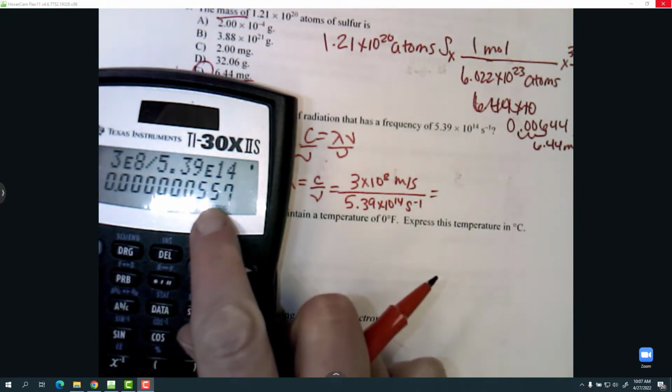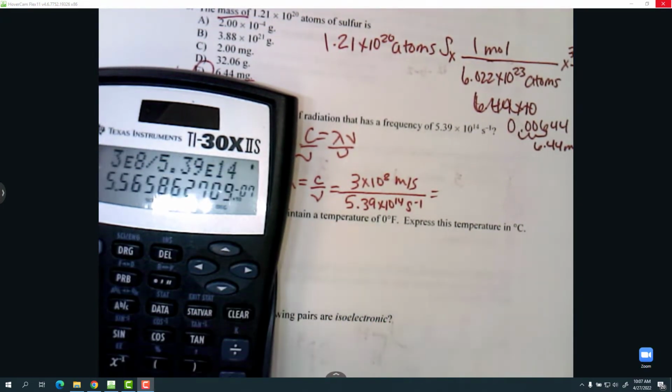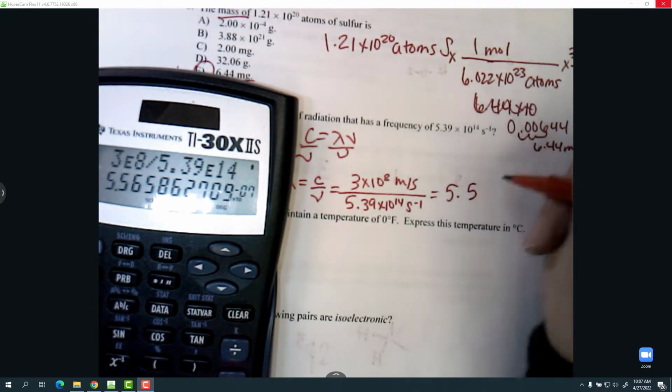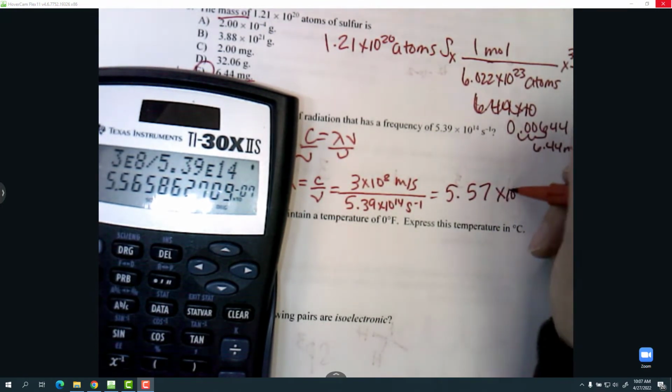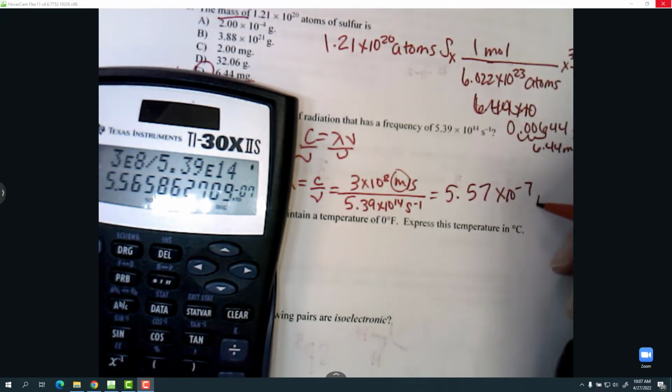All right, I got a bunch of zeros, so I'm going to convert it to scientific notation, and I get 5.57 times 10 to the minus 7th. The answer should be in meters, right? The seconds canceled. And I'm in meters.